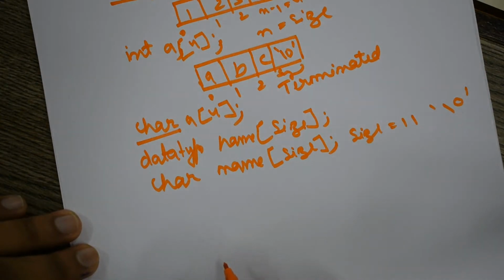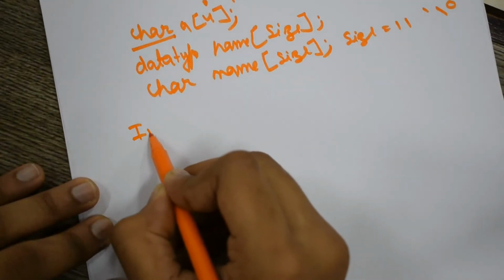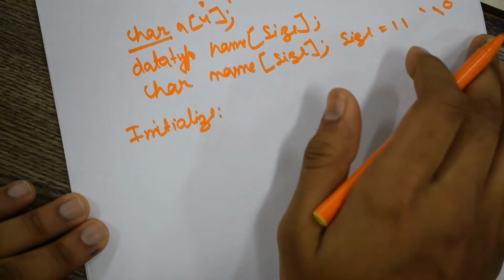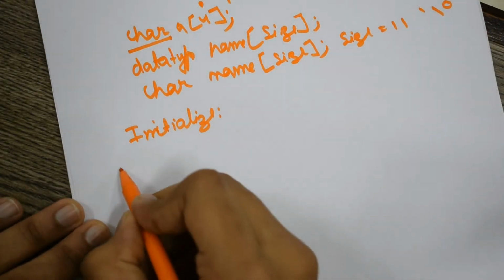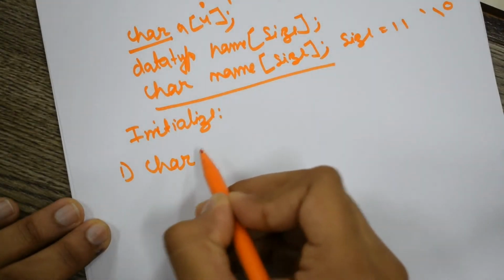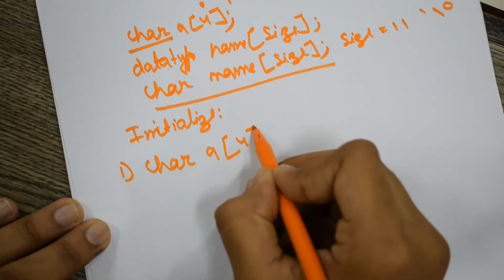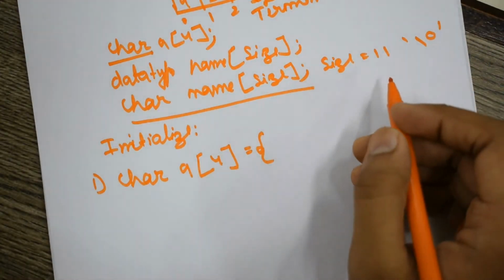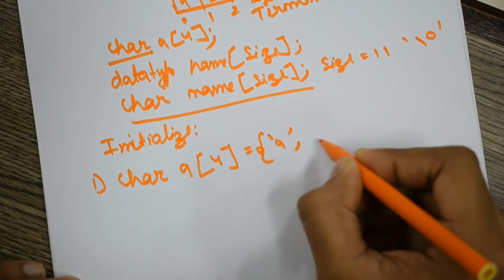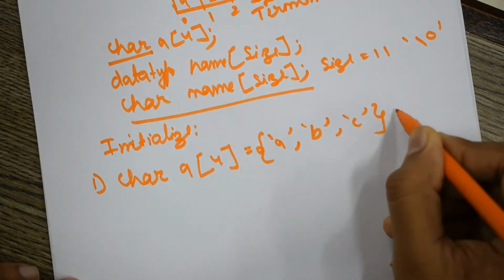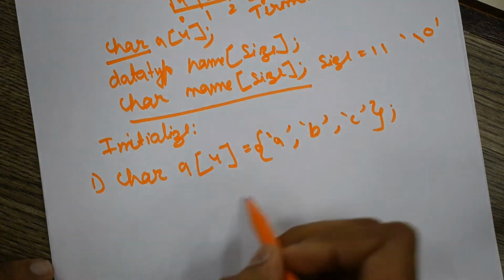So let's see how to initialize a string now. There are many methods, and I'm going to discuss the popular ones. First, declare and initialize. In this, you initialize during the declaration. Say we declare an array with the same old example: char a, size 4, is equal to open curly braces. Now we need to add 3 characters to it: single quote a, separated by comma, single quote b, single quote c. 3 elements, the 4th is \0, so this is the termination. Semicolon is important. This is the first method.